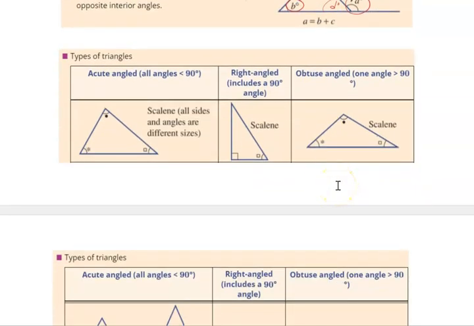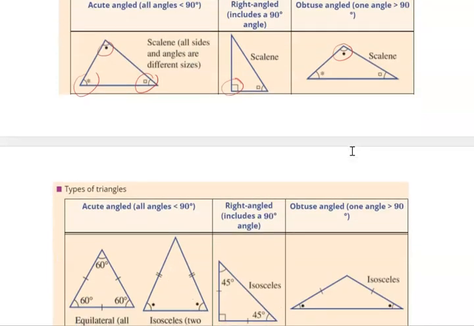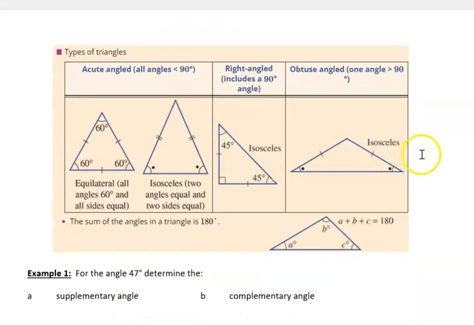Scalene is just different. Every angle is different. Every side is different. Acute, all angles are less than 90. You can have a scalene right triangle. And you can have an obtuse angled scalene. We've got one angle that's bigger than 90 and two that are smaller, but basically all different. An acute angled equilateral, everybody's 60. Isosceles, two sides are the same, meaning the two base angles are equal to each other.